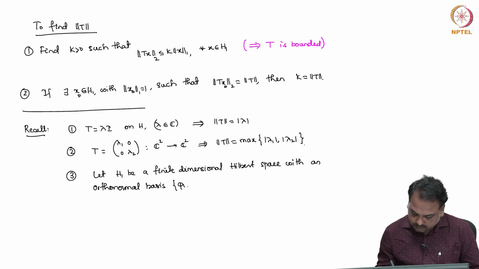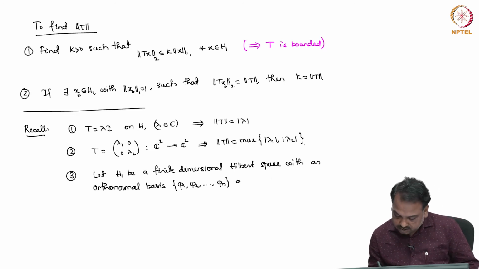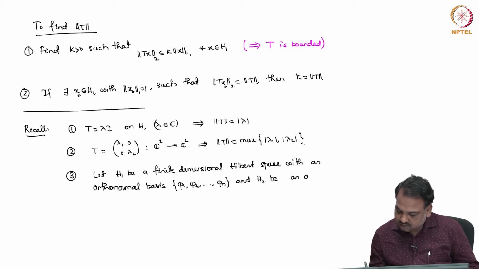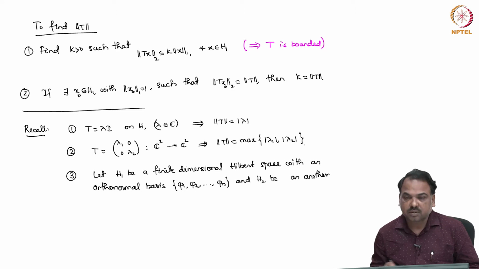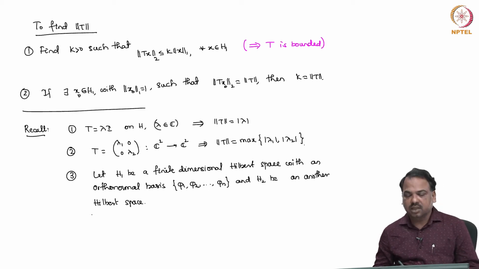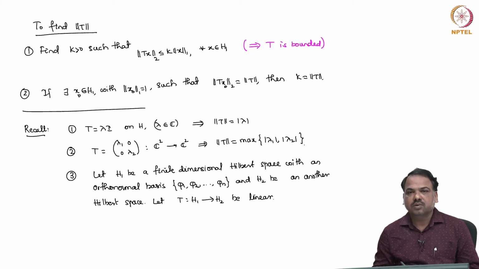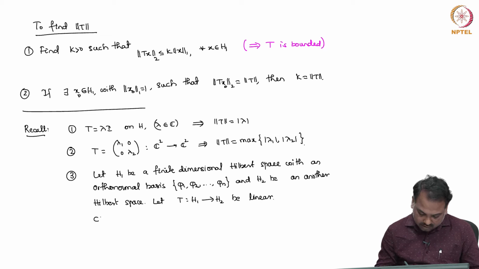Let us call them phi 1, phi 2, ..., phi n. So the dimension of H1 is n, and H2 is an arbitrary Hilbert space. Of course, both are complex Hilbert spaces. Let us take a linear map. Let T from H1 into H2 be linear. The claim is that T is bounded.